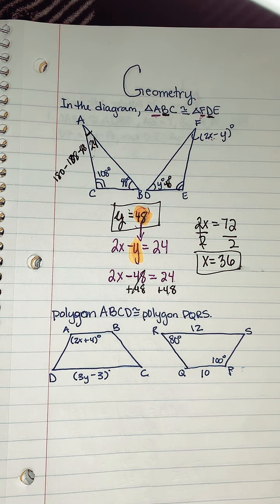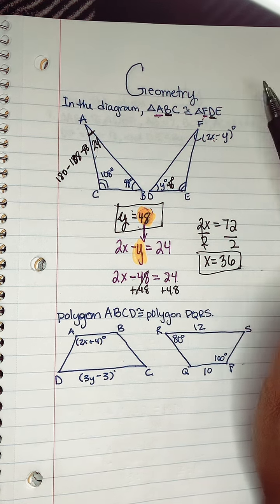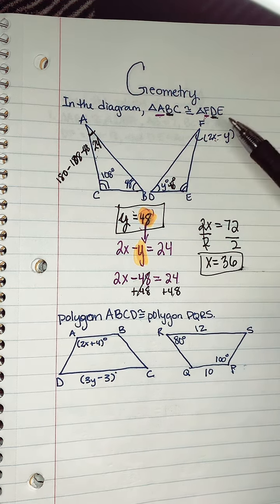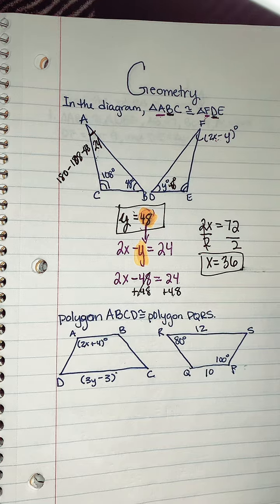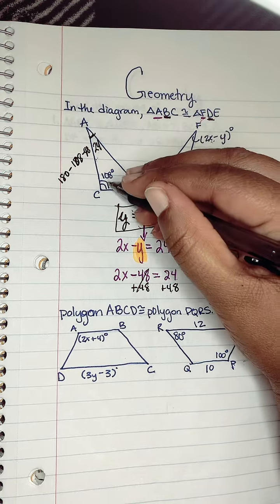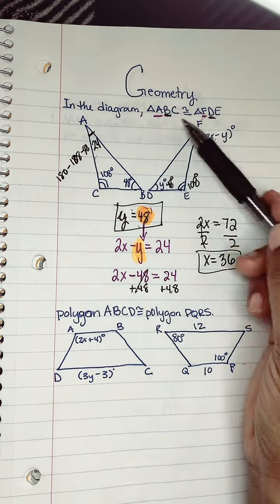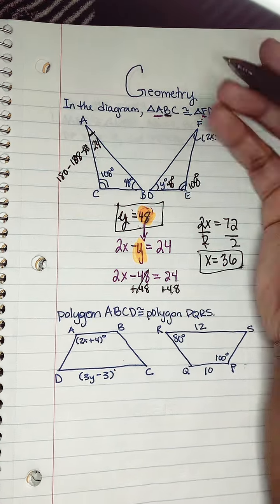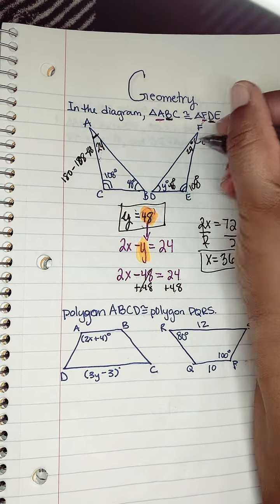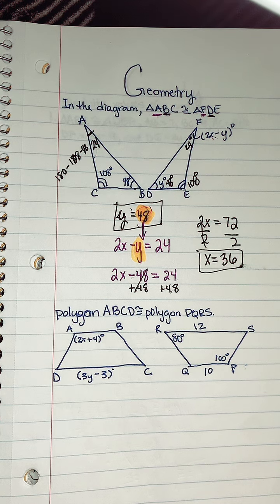Although I feel like I did not put the rest of the directions because it should have said solve for x and y, or it should have said solve for each angle, right? It's something like that. But technically, we are kind of done because angle E is the same as angle C, which is 108. And we already know angle F is 24 degrees because these are the same. So technically we are done.